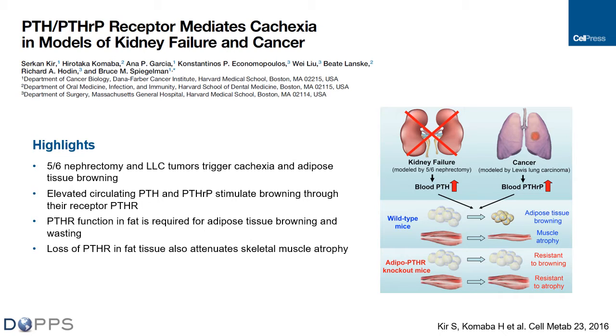Recently, we and our collaborators found that PTH plays a key role in wasting. In an animal model of kidney failure, elevated PTH acts on adipocytes through the PTH receptor and triggers adipose tissue browning. This leads to increased energy expenditure and weight loss. Similar findings were obtained in a cancer model, where PTH-RP plays a role in the cachexia.